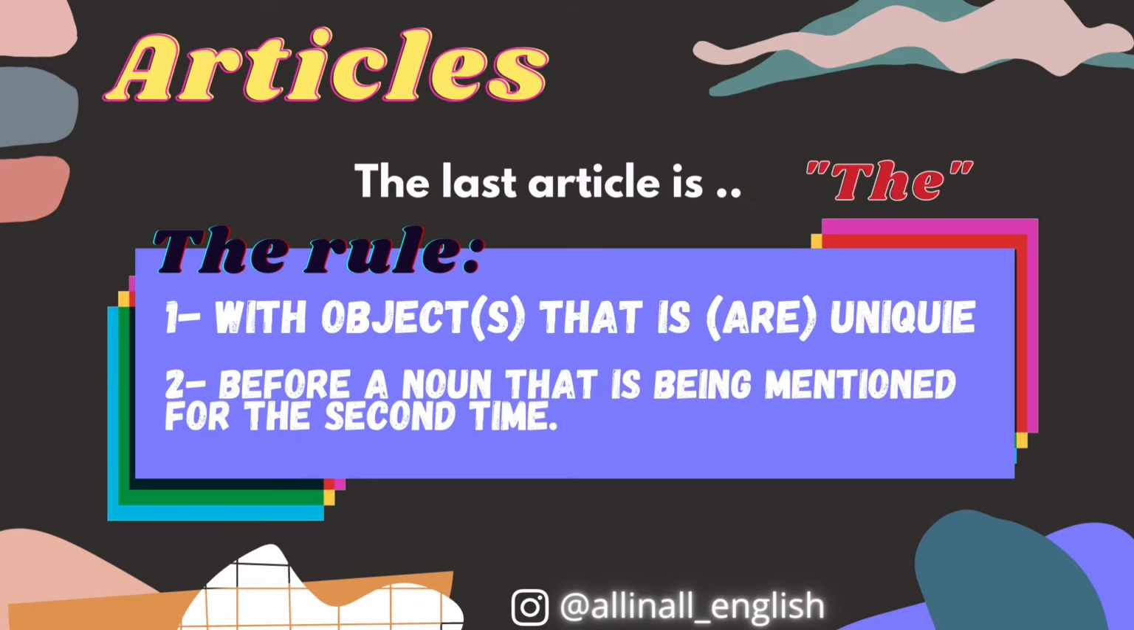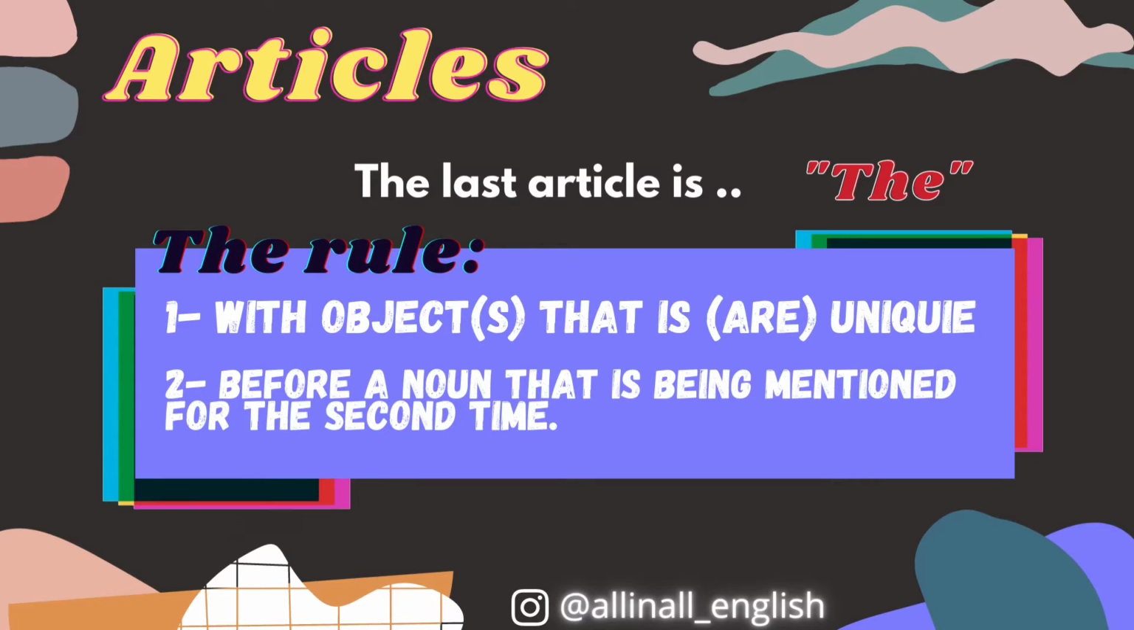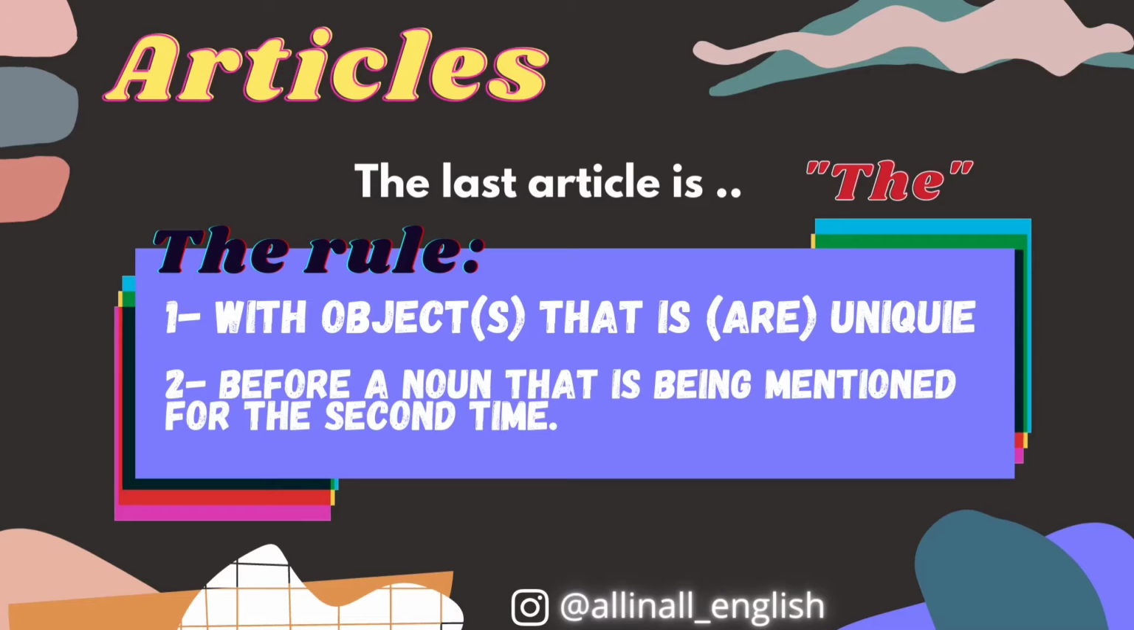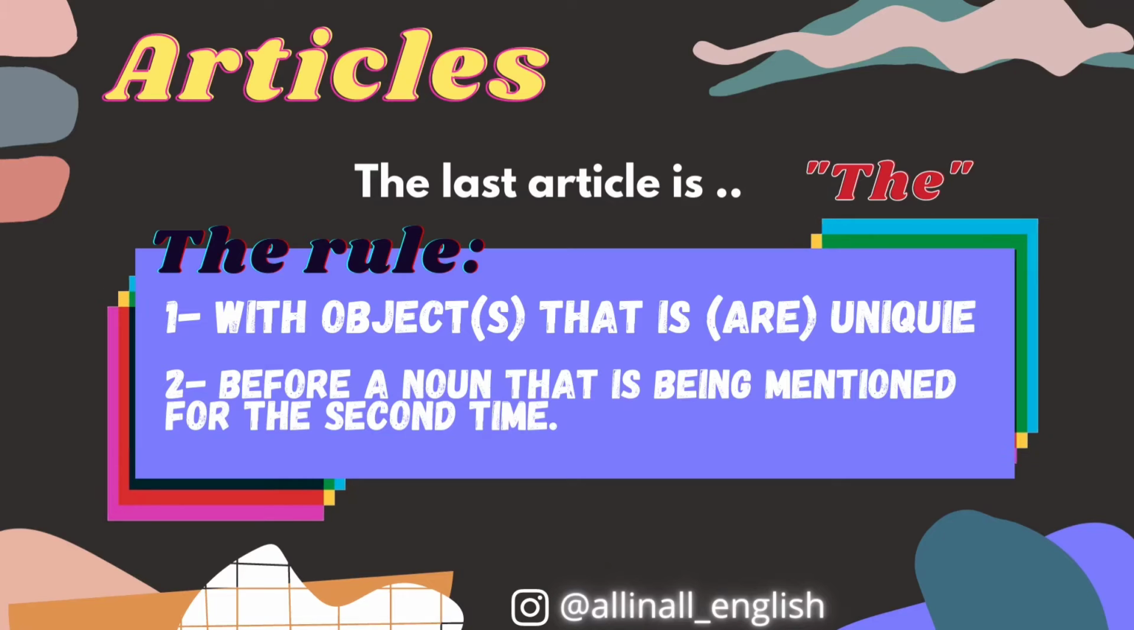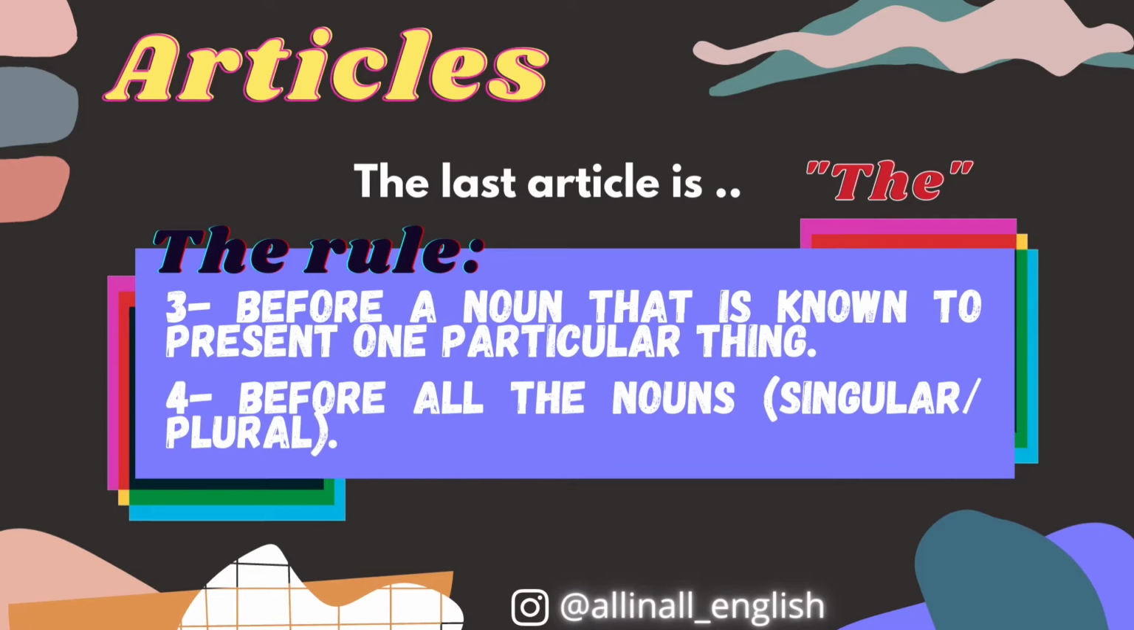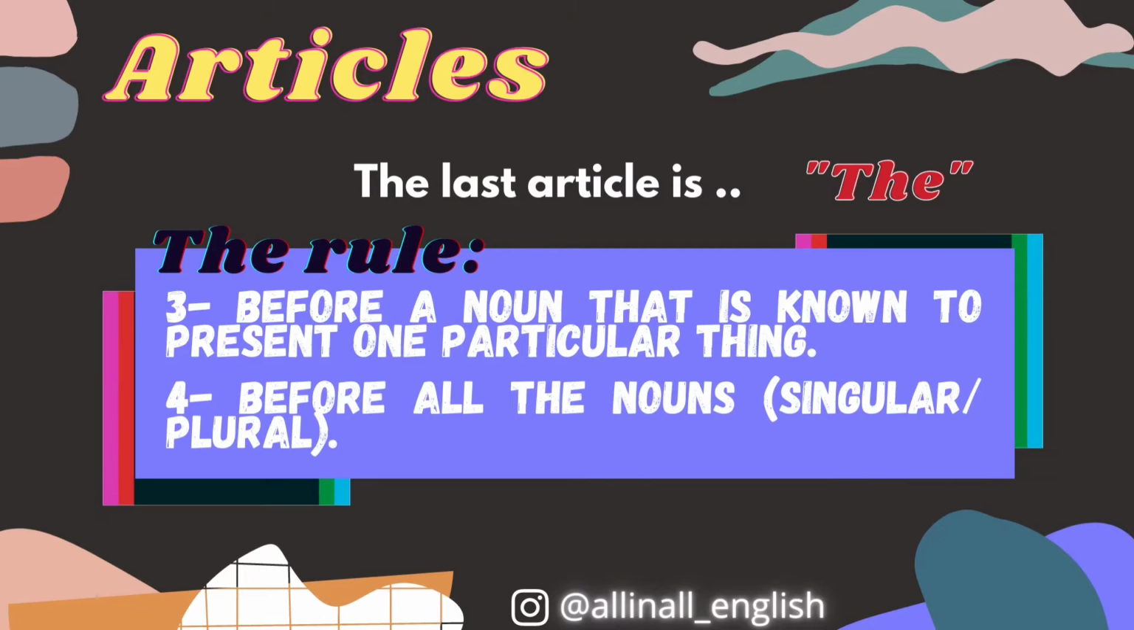Lastly, we have the article the, which has so many cases, but I've gathered the most important ones so you can always remember them. The first one: the article the can be used with an object that is unique, or objects that are unique. Secondly, the article the can be used before a noun that is being mentioned for the second time. Thirdly, the article the can be used before a noun that is known to represent one particular thing.